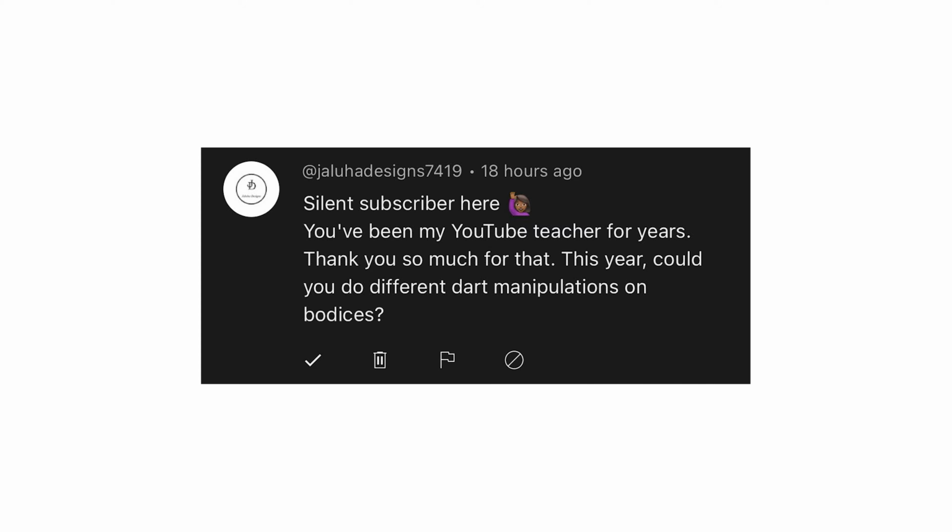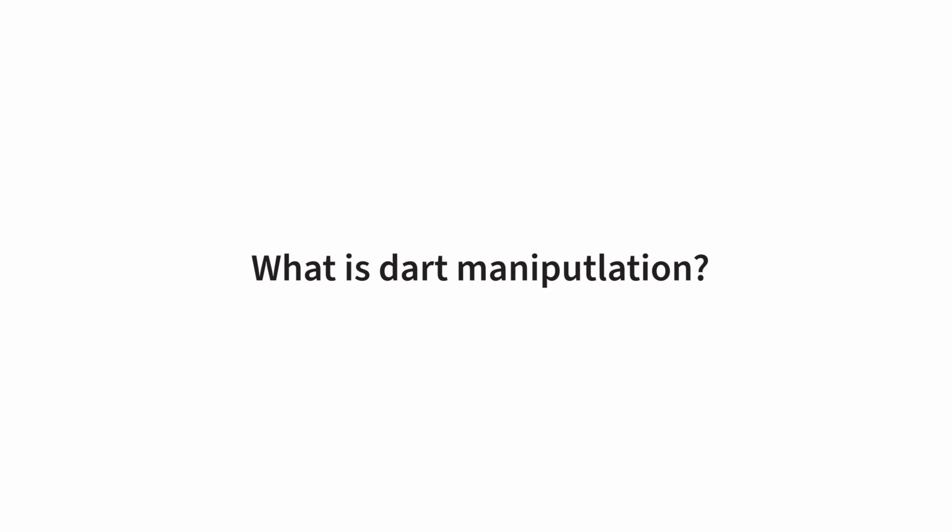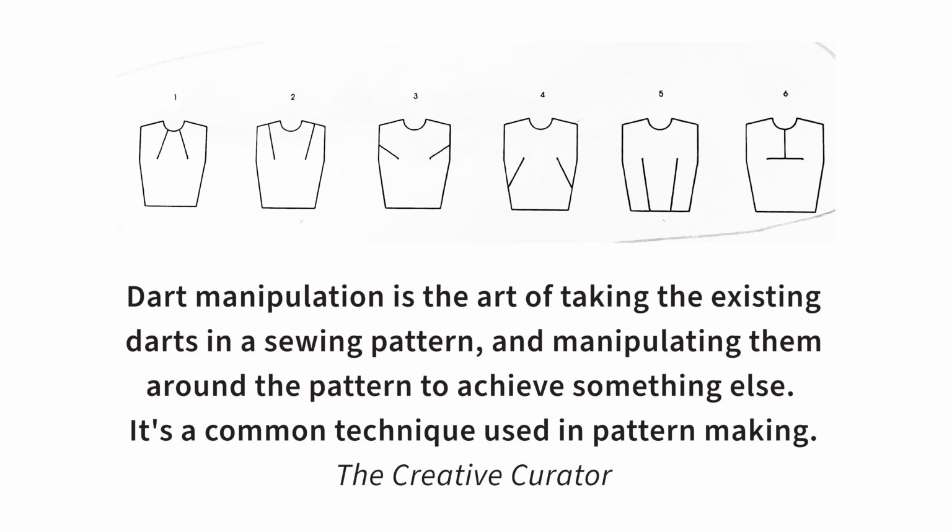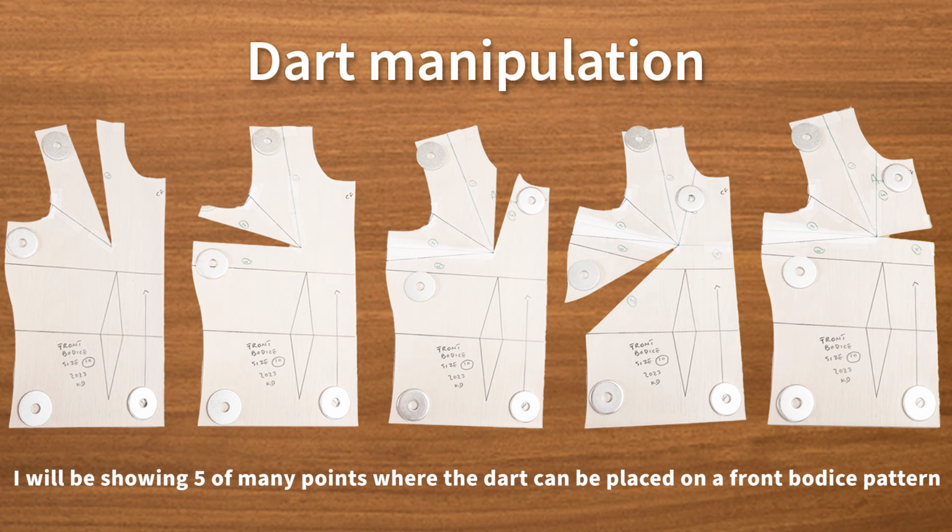This video was inspired by a comment I got under a previous video, and it was around the question of dart manipulation. Now, what is dart manipulation? This is essentially the art of moving an existing dart to a different part of the bodice. I'm going to be showing 5 different ways that you can do it, but there are many ways that you can add a style to a bodice depending on the desired effect that you want to have or the seams that you want to keep on your garment.